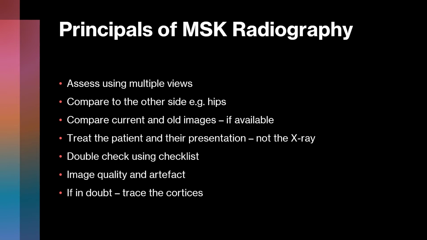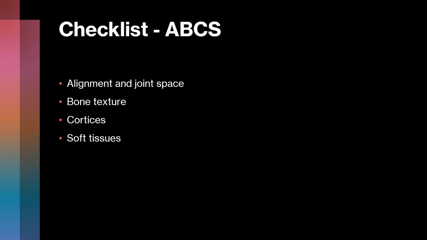And then you need to treat the patient and their presentation, not the x-ray. So this is really important in conditions such as degenerative arthritis. So if the patient is absolutely fine, but their x-ray is awful, then treat the patient and their clinical presentation. Always double check using the checklist, which we will go over shortly. Assess for image quality and artefact. And if you're in doubt, trace the cortices because you might be able to see a hidden fracture that way. So the checklist is ABCS for MSK. So alignment and joint space, bone texture, cortices and soft tissue.